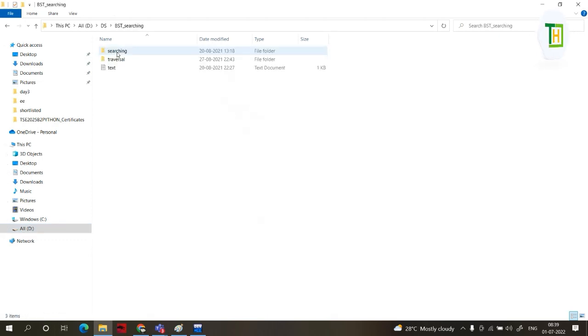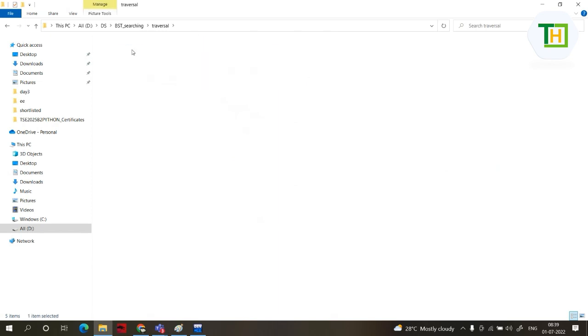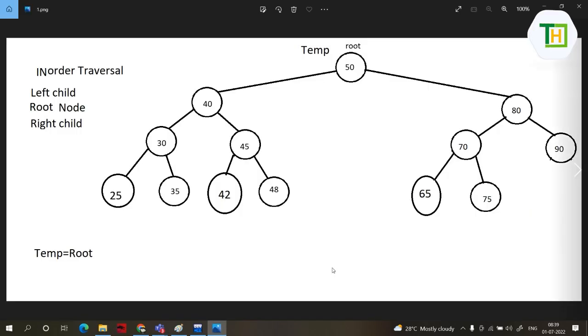This is a binary search tree, and if you observe here, a binary search tree always follows two rules. Binary means every node has two children. Here, 50 has two children, 40 and 80. 40 is a smaller value, that's why it is on the left-hand side. 80 is a larger value, that's why it is on the right-hand side. The whole tree follows these two rules.